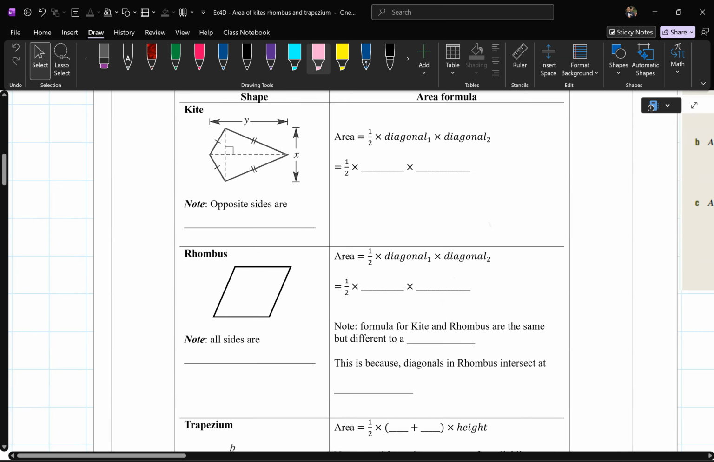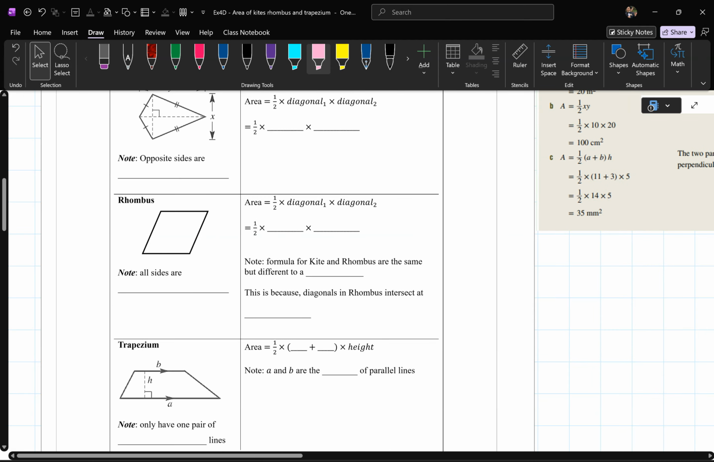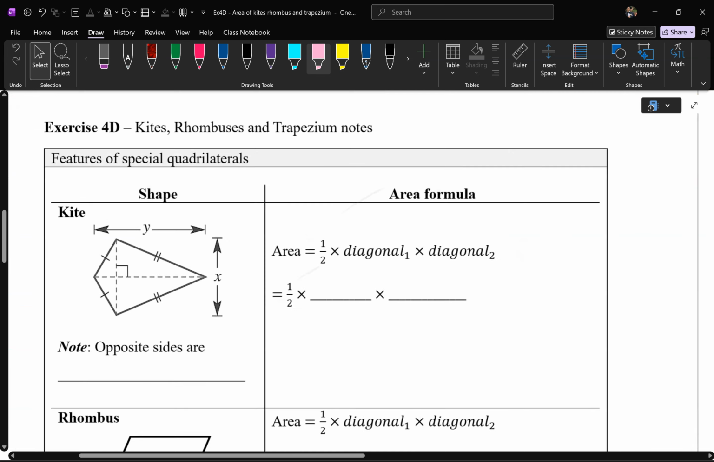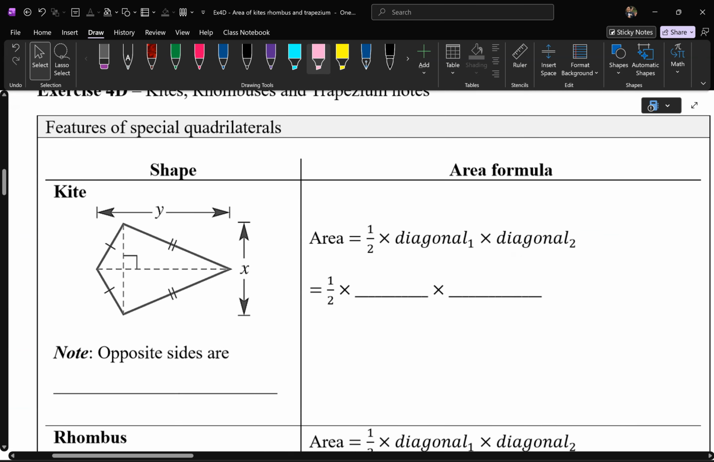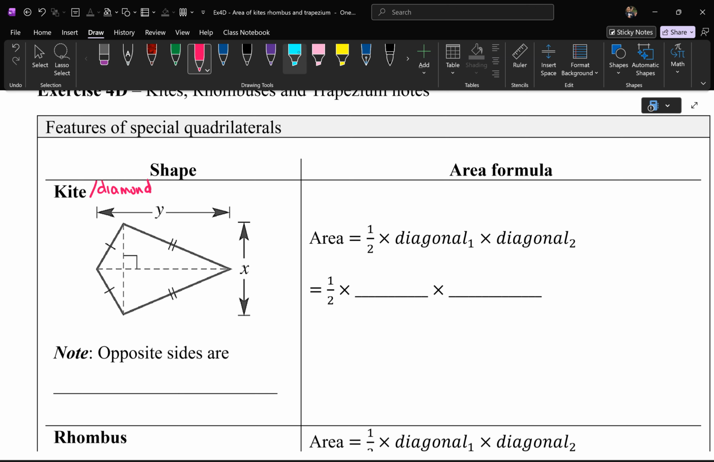All right. You got 3 shapes to add on to your list of basic shapes. Here are your 3 basic ones. A kite. Some of you call it a diamond. How do you know if it's a diamond? Very easy. Notice that the opposite sides don't equal.